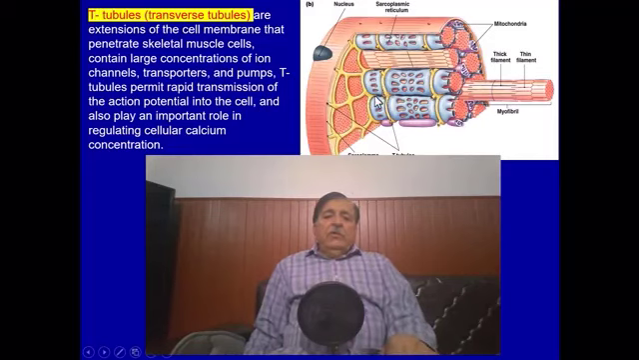The T-tubules permit rapid transmission of the action potential into the cell. A muscle is a thick bundle, so the spread of the action potential is difficult to reach every portion of the muscle. So through these T-tubules, calcium and the action potential are transmitted to each and every myofibril of the muscle, and in this way the muscle contracts. It also plays an important role in the regulation of calcium concentration.